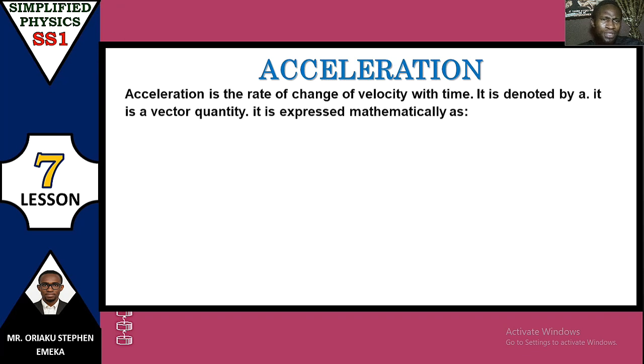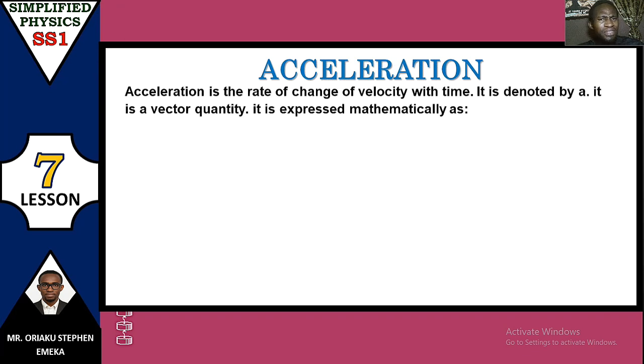Okay, let's go to acceleration. What is acceleration? Acceleration is the rate of change of velocity with time. It is denoted by the symbol A. It is a vector quantity. Why? Because velocity is also a vector quantity. It is expressed mathematically as acceleration is equal to change in velocity over time.